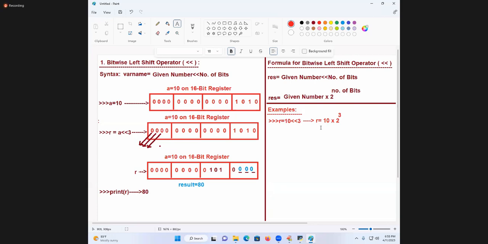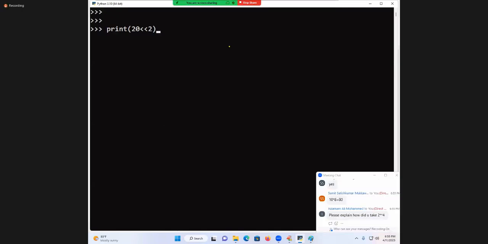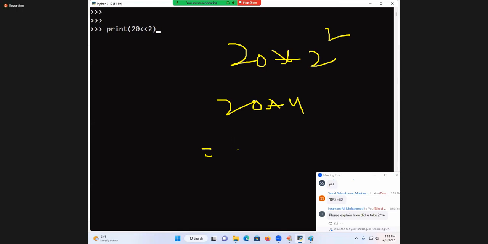10 into 2 cube. What is the answer now? 10 into what? 8. That is equal to what? That's all. This is an answer for the formula. Are you able to follow? That's all. So go back to the point. Now I am going to answer it. Answer my question quickly now. 20 into 2 square. Answer please. 20 into what? 2 square. 20 into what? 4. What is the answer now? Come on. 80. Are you following?